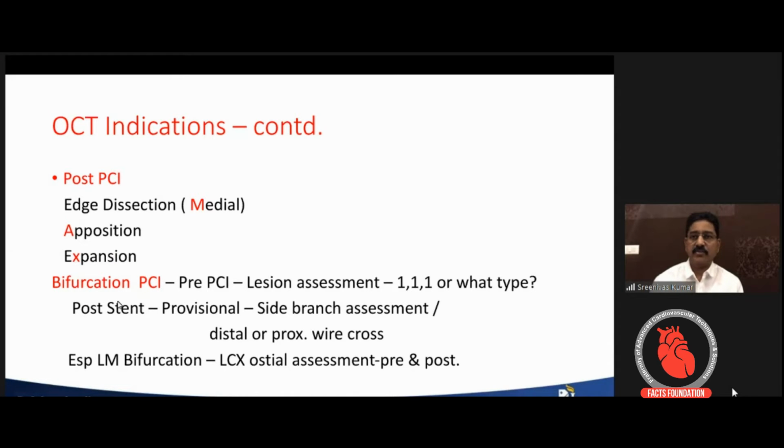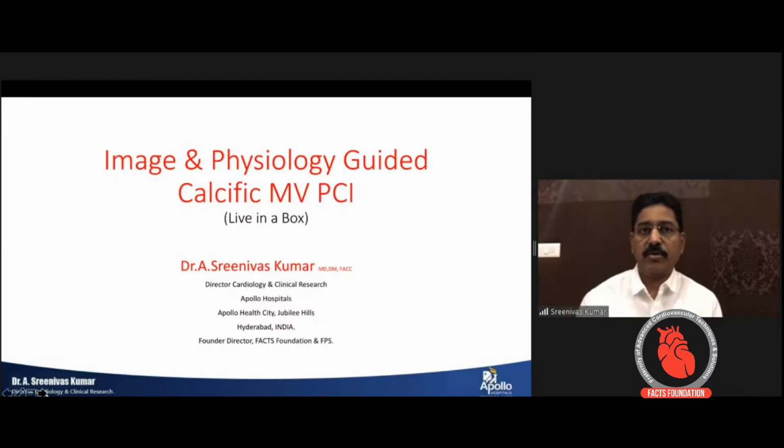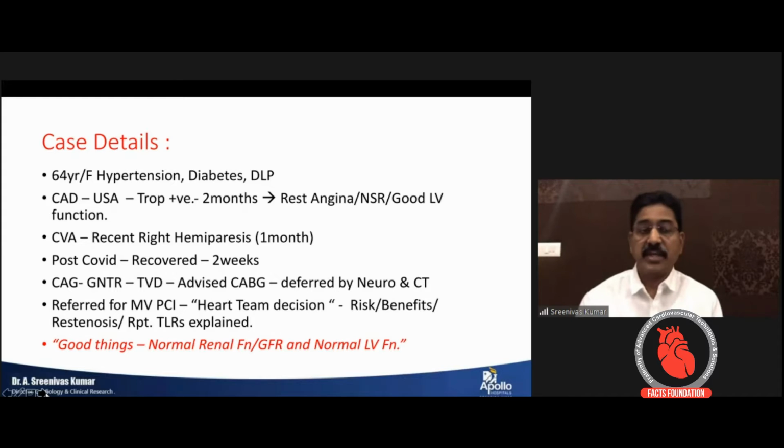Another area where this OCT is being used more is bifurcation PCI, especially in the left main bifurcation. It goes a long way in lesion assessment, whether it is all three, one Medina, or any of it is spared. If the side branch is spared, we could get away by using a provisional stent without going into a complicated two-stent strategy. I would take you through this imaging morphology of calcific vessels with some case examples here.